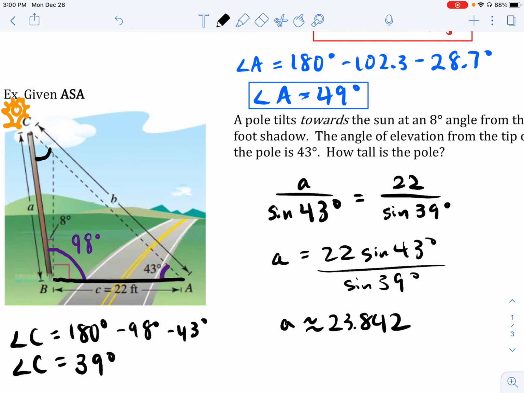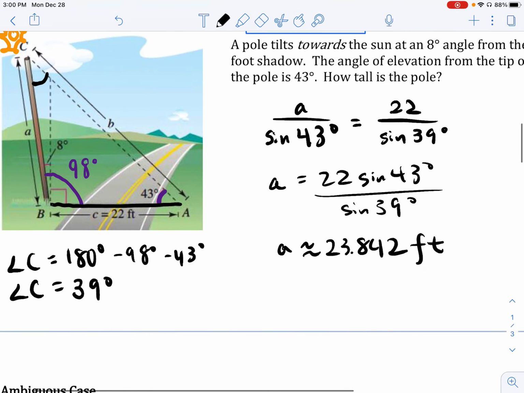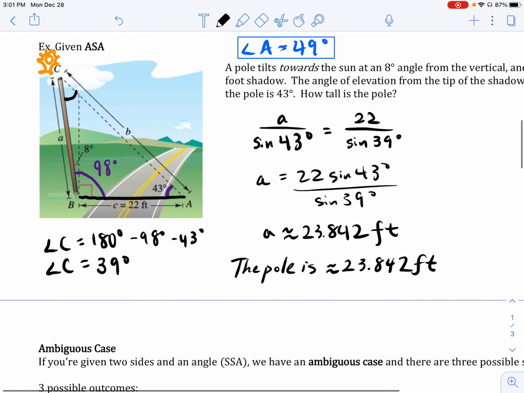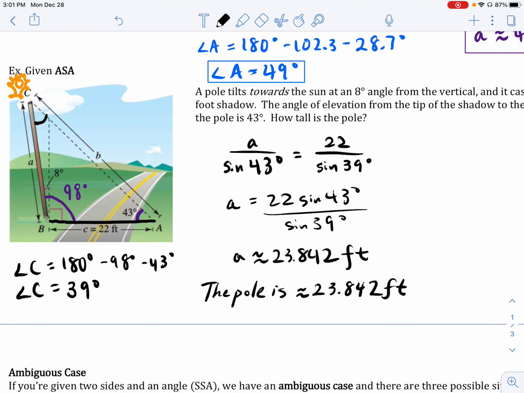23.842 feet. And we should probably write that in a very short sentence, just to indicate we know what we're saying and what we just found. The pole is approximately 23.842 feet. Okay, so here was another law of sines problem that involved using an ASA triangle to solve for, in this case, one other side that we wanted to figure out.